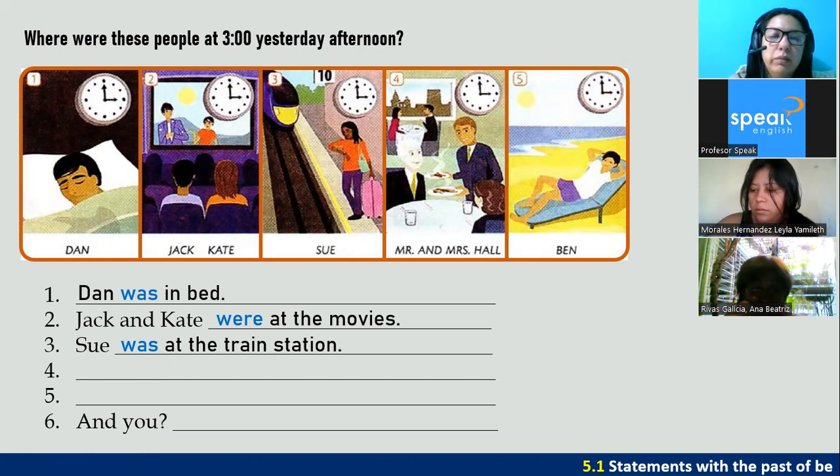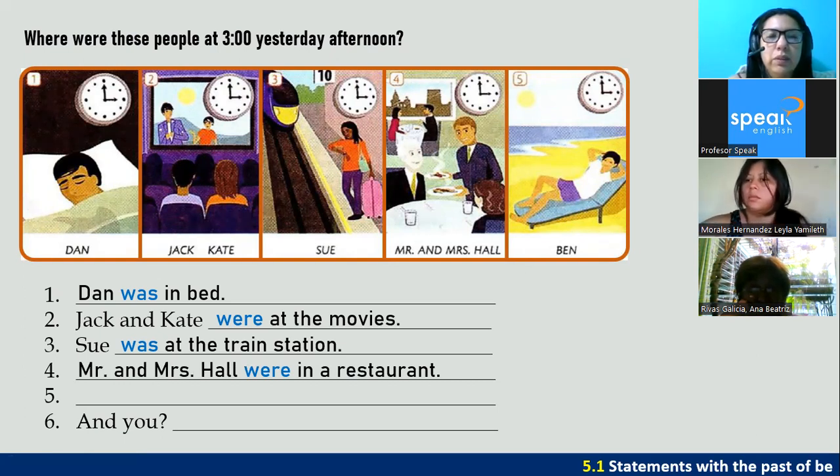Café nomás. So Mr. and Mrs. Hall were in a restaurant or were in a café, right? Okay. Or in a coffee shop, pero no parece un coffee shop, se ve bien fancy, bien elegante, así que no queda. Okay, what about number 5?